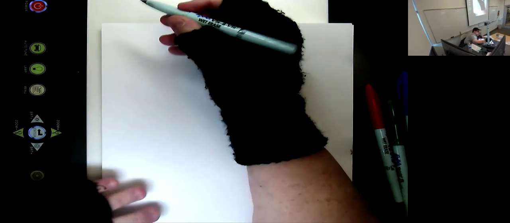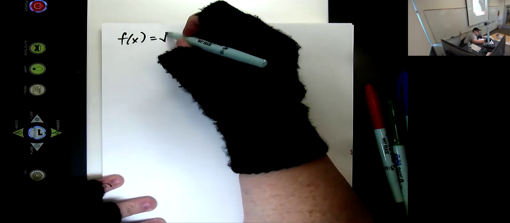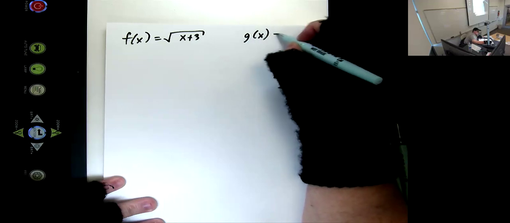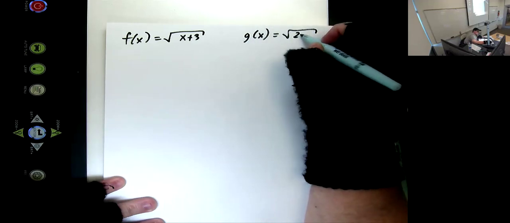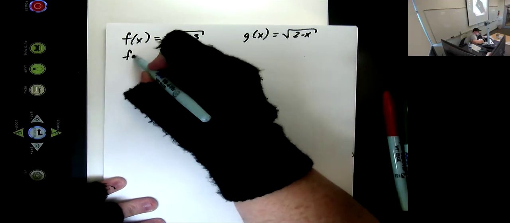We're going to do one more that's a little bit trickier. f of x is the square root of x plus 3. g of x is the square root of 2 minus x. And we're going to look at f∘g of x again.